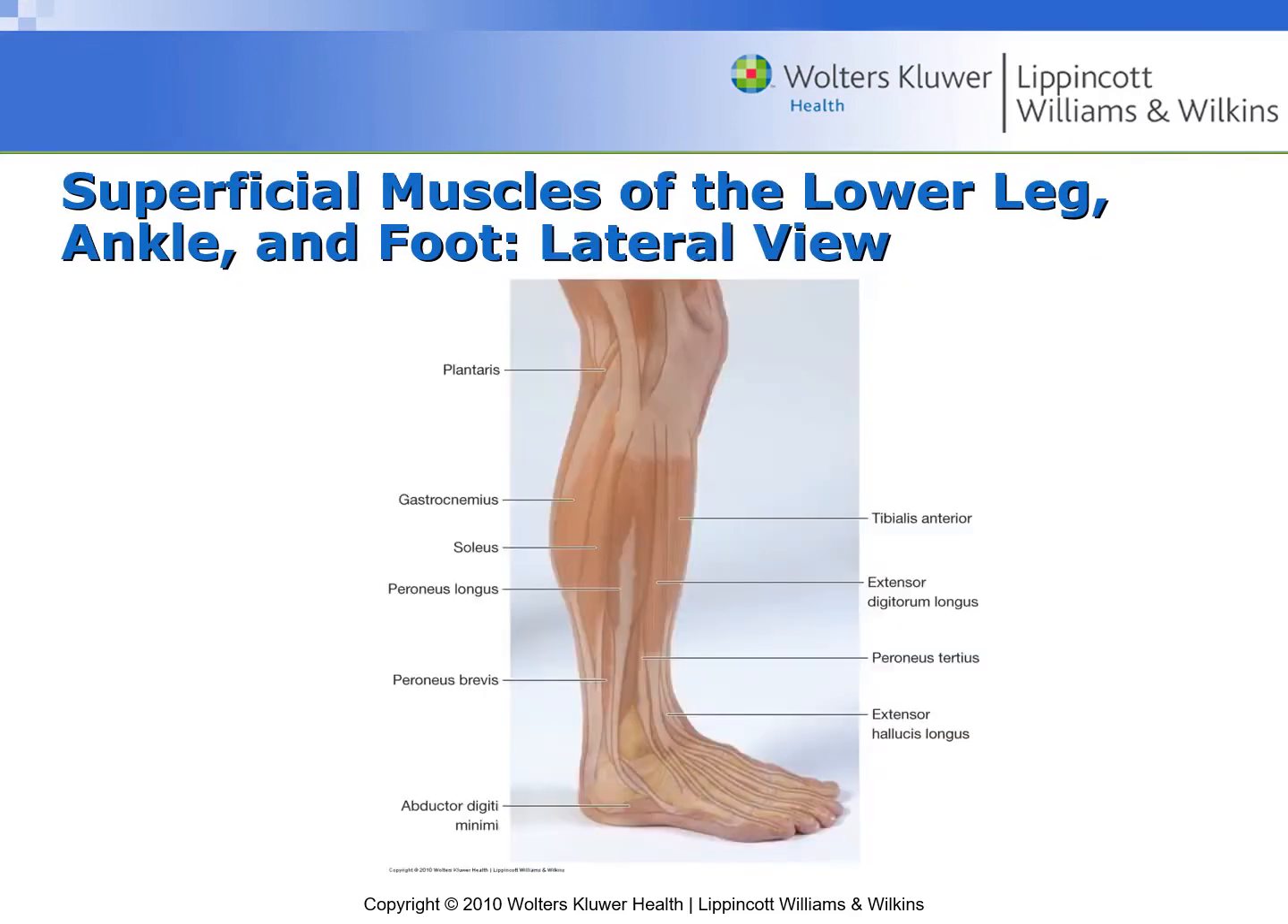Now let's consider the superficial muscles of the lower leg, ankle, and foot from a lateral view. Beginning most superiorly from the left, we see the plantaris. We see the gastrocnemius. We see the soleus. We also see the peroneus longus, followed by the peroneus brevis. We can also see the abductor digiti minimi. Over to the right, most superiorly, we see the tibialis anterior, followed by the extensor digitorum longus. We also see the peroneus tertius, and we also see the extensor hallucis longus.